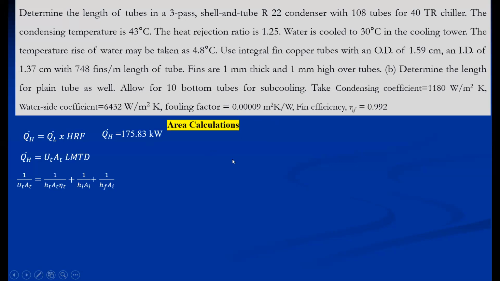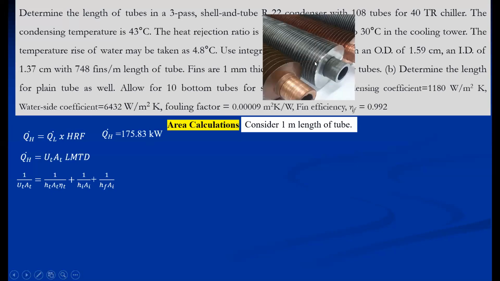This is not plain tubes; the fin tubes are there. So the area calculation is slightly complicated. So now we consider 1 meter length of the tube. Suppose this is a tube and the length of the tube is 1 meter. Now you can see here, these are the fins provided. Fin length is given, so the height is 1 mm, and the thickness, though small, is also 1 mm. So this is OD and this is Dt, and we have to calculate the area of the fin.